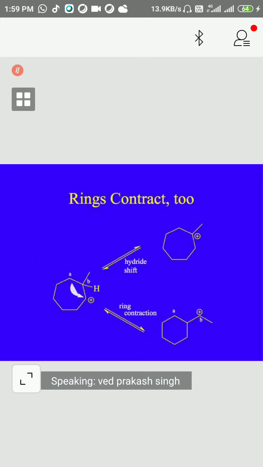Ring contraction is also possible. In the previous example, a 5-member ring was converting into a 6-member ring. Now a 7-member ring will convert into a 6-member ring. How? If hydride shift takes place, then there is formation of this carbocation, and if ring contraction takes place, then there is formation of this carbocation. So both are possible, but it will shift towards the more stable conformation.